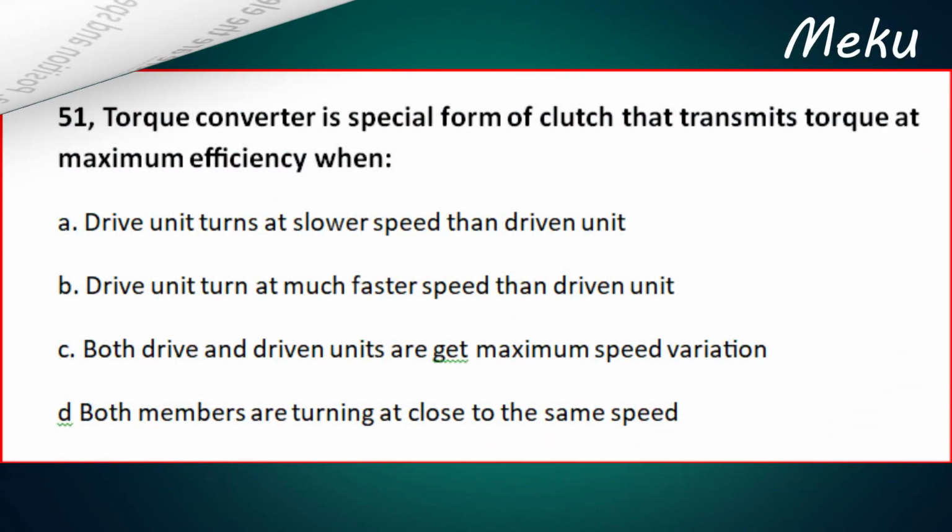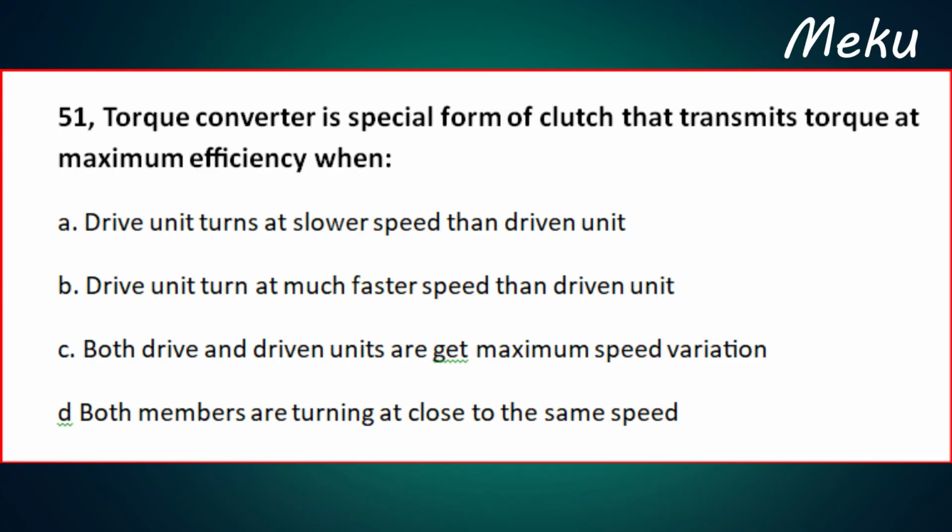51. Torque converter is special form of clutch that transmits torque at maximum efficiency when A. Drive unit turns at slower speed than driven unit. B. Drive unit turns at much faster speed than driven unit. C. Both drive and driven units get maximum speed variation. D. Both members are turning at close to the same speed.